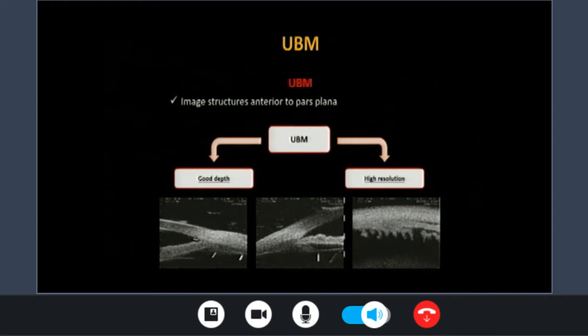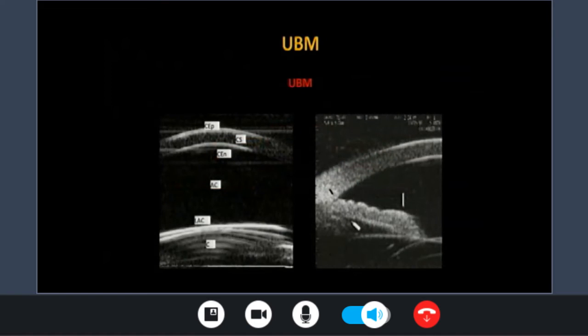One of the most important things about UBM is that you need something to give you good depth and high resolution. However, UBM is limited in depth penetration. So it will go up to the level of the pars plicata, or pars plana. Whenever you look at the UBM, you need to know the structures that you are looking at. So here you have the cornea. You have the corneal epithelium, which is shiny here, Descemet and endothelium. You have the anterior chamber. You have the anterior lens capsule, and you have the lens.